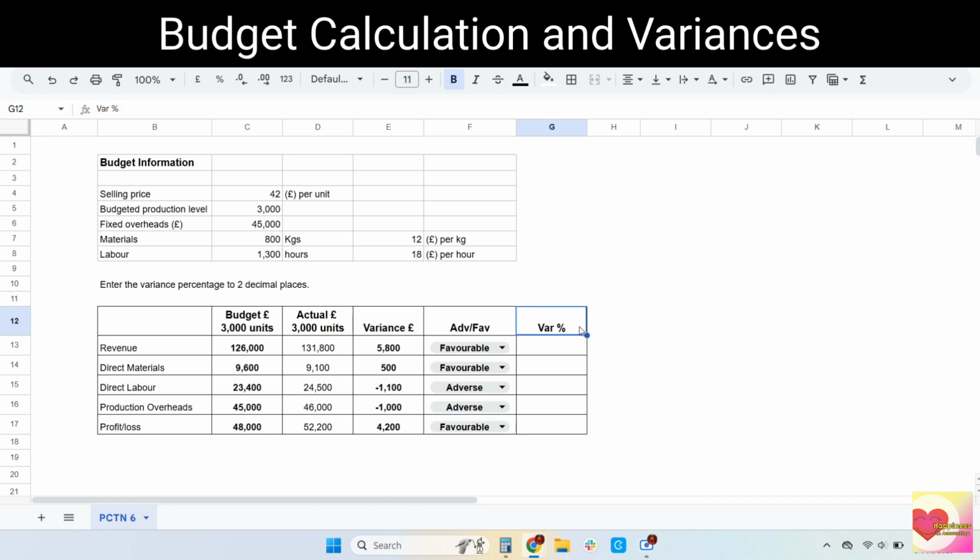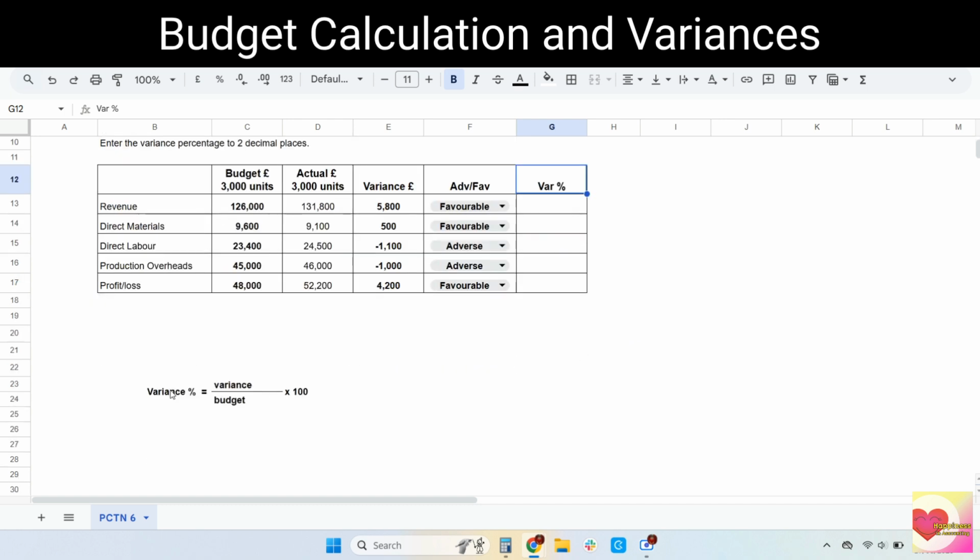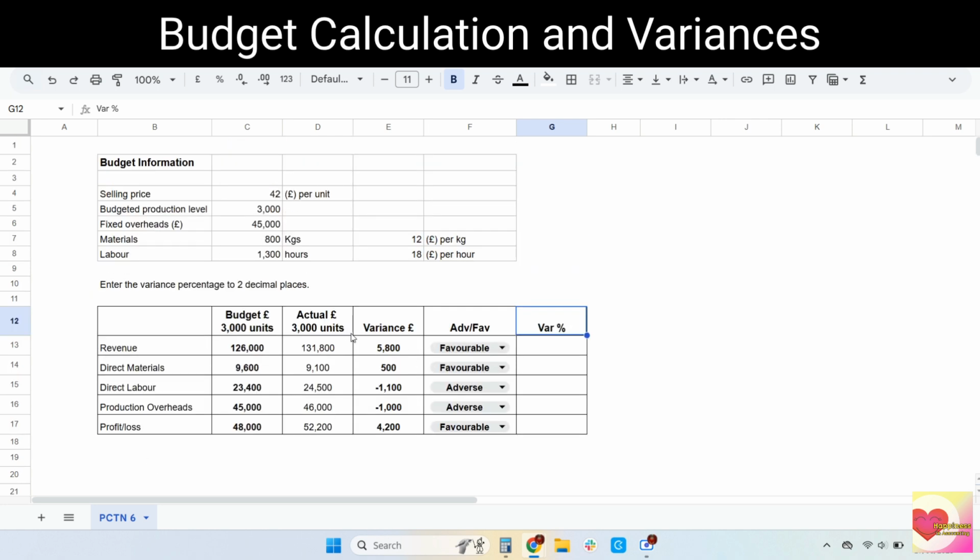Next, let's move on to the last column, which is the variance percentage column. Our formula for this is variance percentage equals variance divided by budget times 100. So we will just divide the variance by budget and multiply by 100 to get the percentage. Then, as it says here, we have to enter the variance percentage to 2 decimal places.